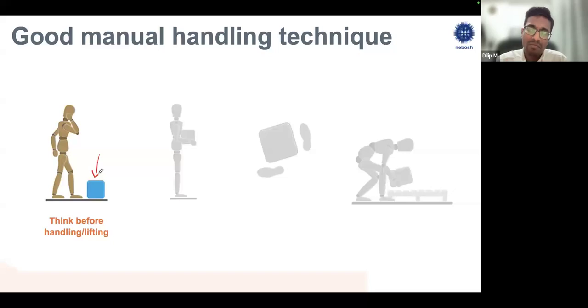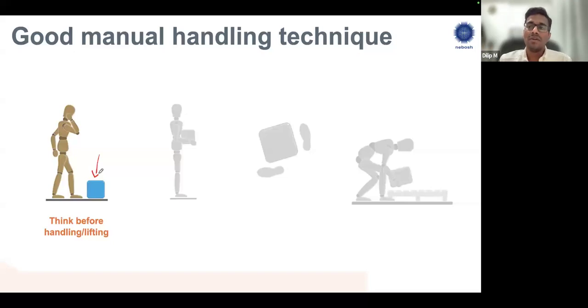So you think before handling and lifting, and you also think about the environment where you're going to carry the load. For example, what is the floor condition? Is it slippery? Do I have proper lighting on the walkway where I'm carrying the load? Will I be using a staircase? Do I have sufficient space to carry? These again, in terms of environment, you will be assessing.